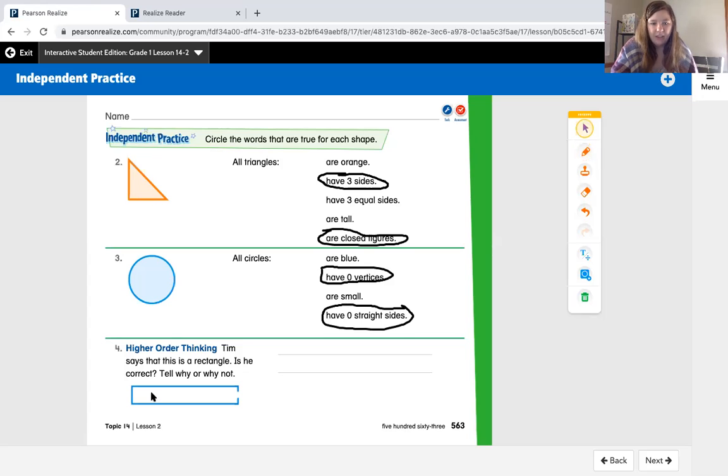All right, Tim says this is a rectangle. Is he correct? Tell why or why not. So I know that this looks like a rectangle, but it is not a rectangle because it's an open figure. For it to be a rectangle, it would have to be a closed figure. So I would write, this is not a rectangle because the figure is open.